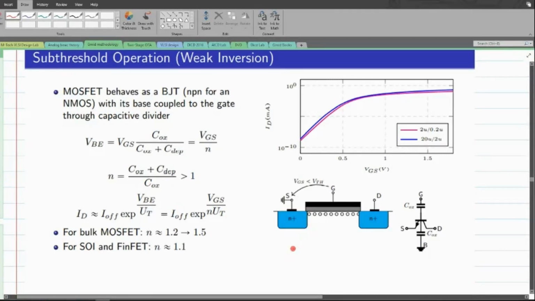So I have to talk about the substrate medium that I have here. The type of substrate that I have is basically a P-type substrate for an NMOS transistor.